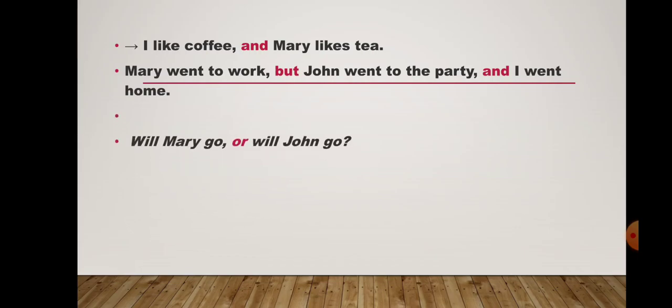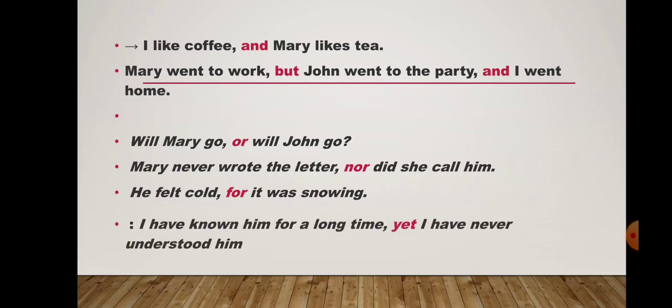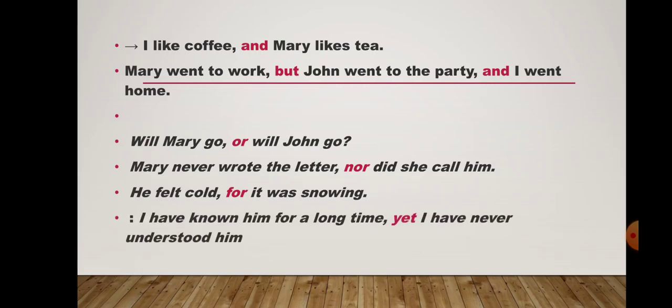Will Mary go or will John go? Mary never wrote the letter, nor did she call him. He felt cold, for it was snowing. I have known him for a long time, yet I have never understood him. In every sentence, as you can see, and, but, or, nor, for, yet, all these words are coordinating conjunctions. I hope this chapter is understood by everyone. Very simple.